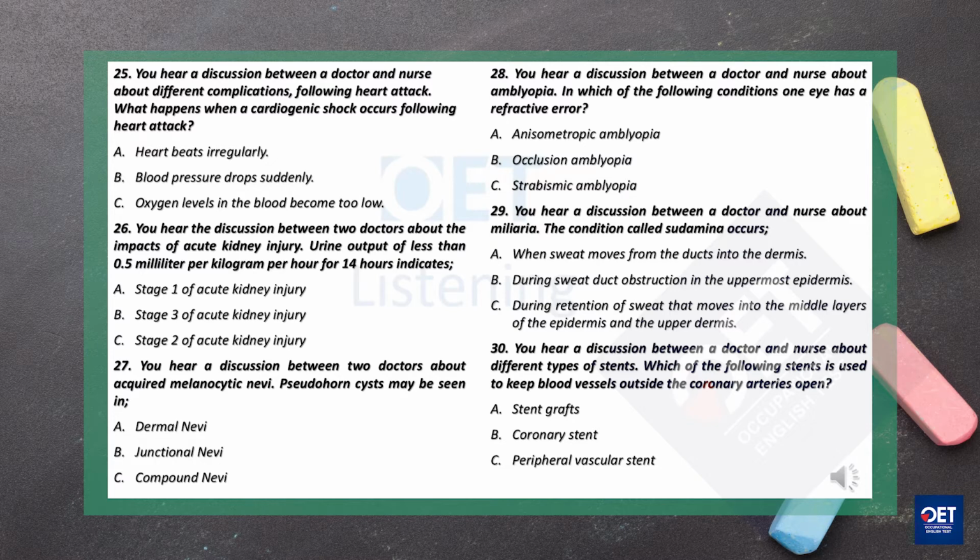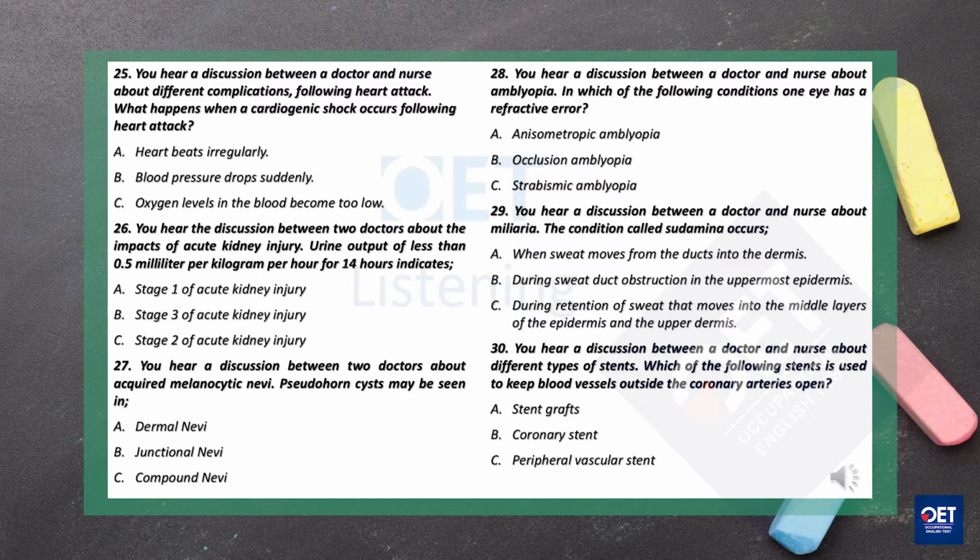Miliaria crystallina, also called sudamina, describes sweat duct obstruction in the uppermost epidermis, where the sweat is retained to form subcorneal vesicles. These clear, non-inflamed, fluid-filled blisters and papules rupture easily, and even light rubbing can cause them to break.